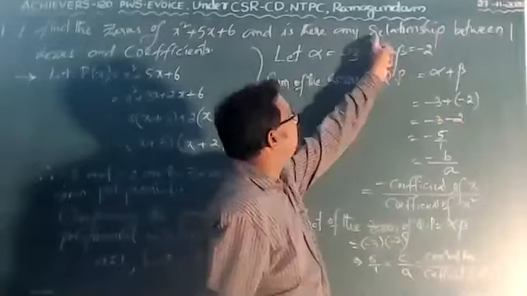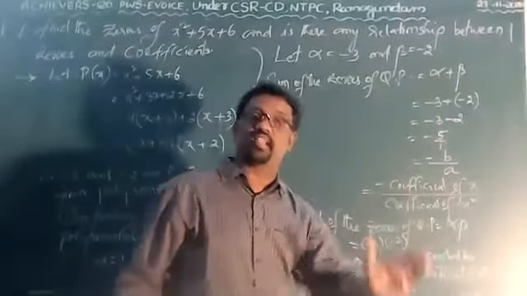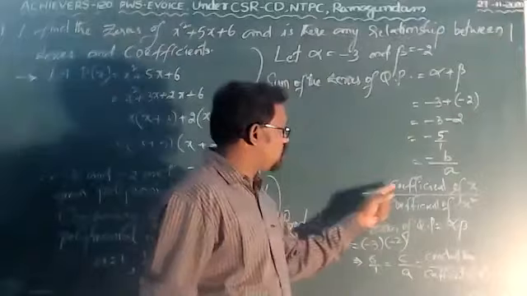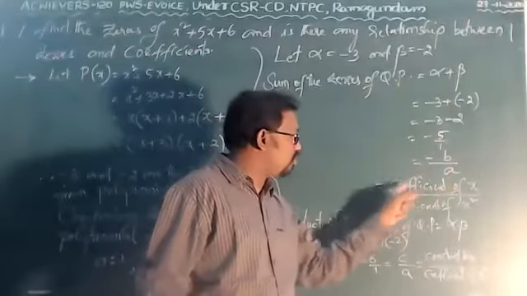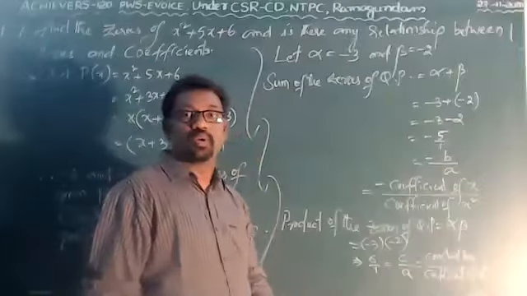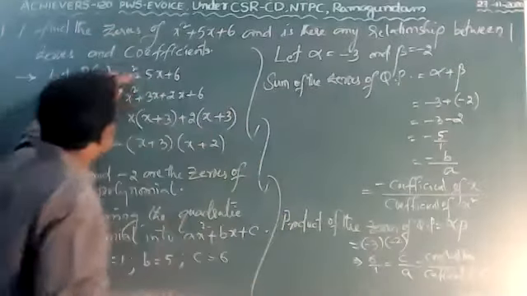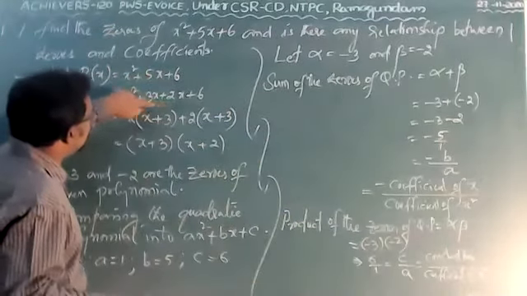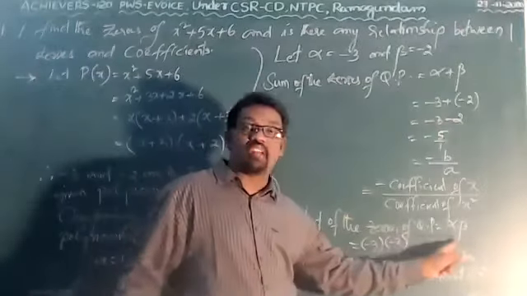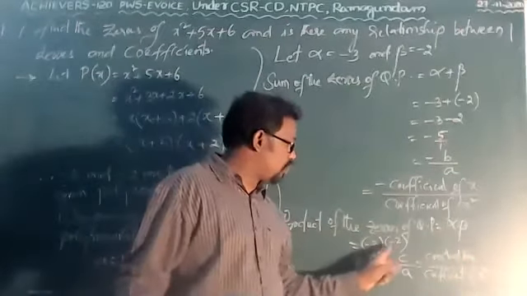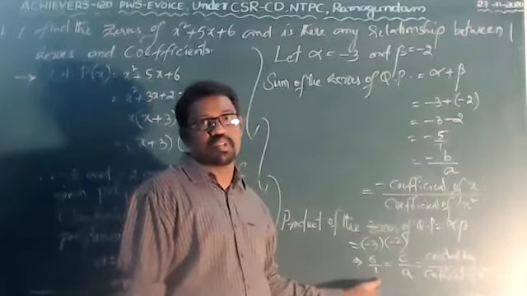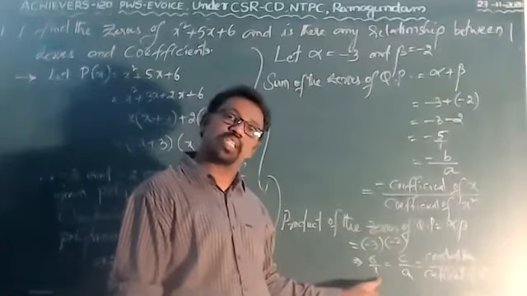See, we proved that yes, there is a relation between zeros and coefficients. Sum of the zeros you got, minus b by a formula, and this is the relationship. Product of the zeros also we have to do, because factorization we don't know. This is a sum and a product. Product of the zeros, alpha into beta, minus 3 into minus 2, you got it, c by a. 6 by 1.